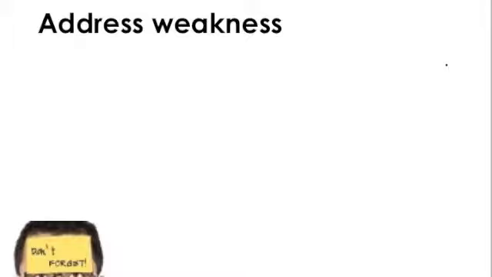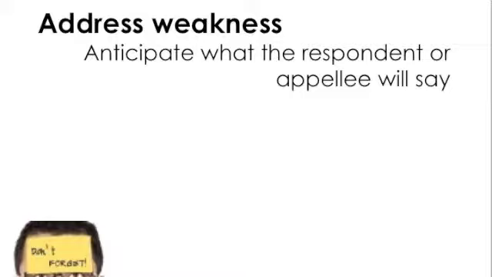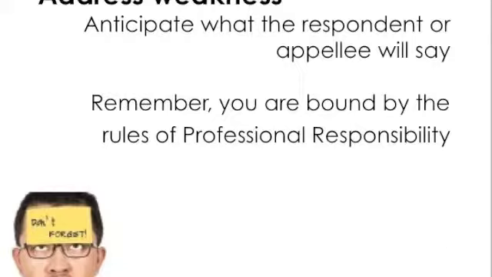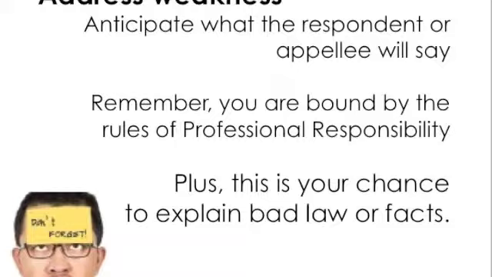And make sure that you address weaknesses, especially if you are the appellant. You need to anticipate what the respondent is going to say. Why should you take the time to tackle the law that's against you and the facts that aren't exactly favorable? Well, think of it as the carrot and the stick. The stick are the rules of professional responsibility. The carrot is the opportunity to explain bad law or facts. This will help establish your credibility with the court by building a reputation for honesty.